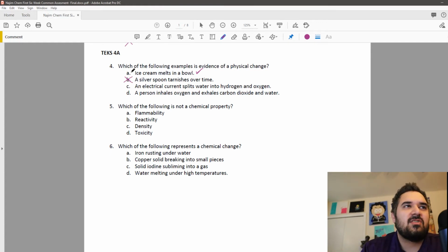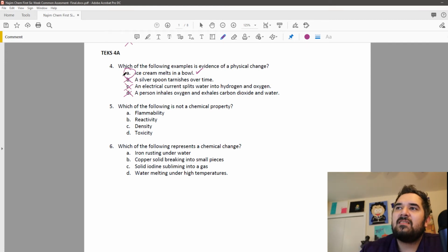Basically, tarnishing silver is the same as rusting iron, but it's a chemical process. Next one says an electrical current splits water into hydrogen and oxygen. That's the definition for electrolysis, and that is not a physical change. That's a chemical change. A person inhales oxygen and exhales carbon dioxide. That's a chemical change that's going on inside your body. So that is not a physical change. That's chemical. So ice cream melting in a bowl is the only answer that works here.